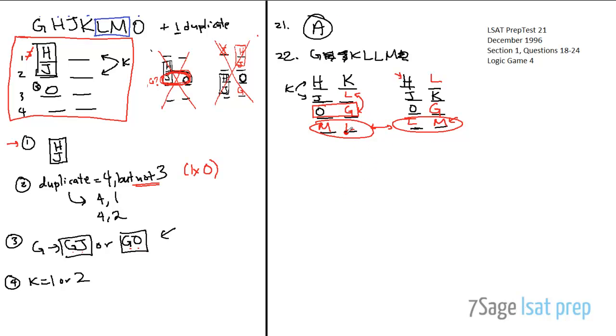And so that is what? What is paired with L is M. That is answer choice E.